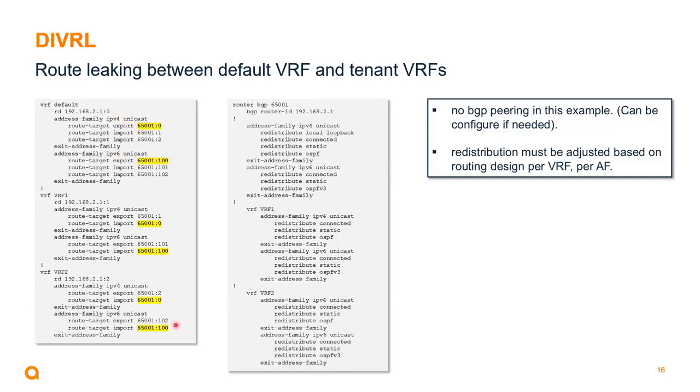So this is really linking VRF1 and VRF2 into the default VRF, and linking the default VRF routes with that export route target value into VRF1 that is importing that value, and into VRF2 that is also importing that value. So we are using BGP.